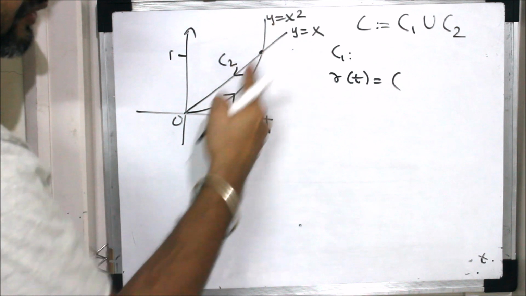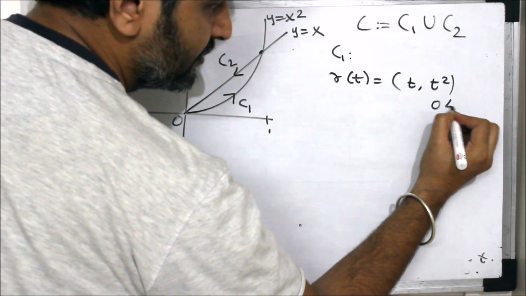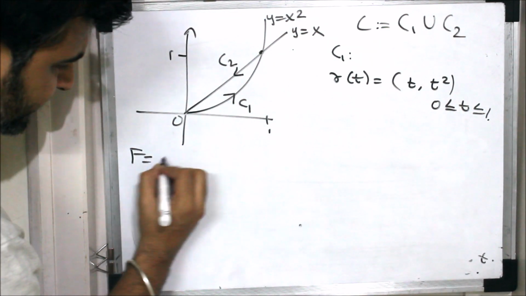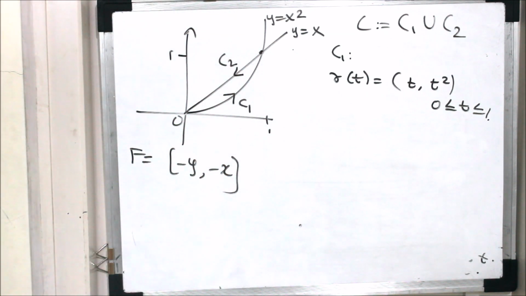So it is nothing but y equal to x square. So when my x is t, my y is nothing but t square, 0 less equal t less equal 1. I will have some vector field. Suppose my vector field is nothing but minus y comma minus x. I am taking the simple vector field so that the calculations become easier.